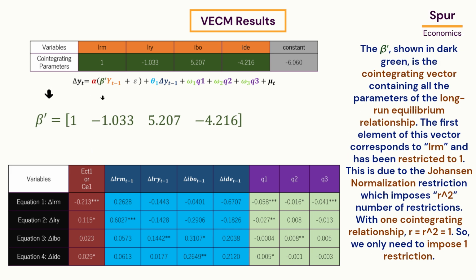The beta transpose, shown in dark green, is the cointegrating vector containing all the parameters of the long-run equilibrium relationship. The first element of this vector corresponds to LRM and has been restricted to 1. This is due to the Johansen normalization restriction, which imposes r squared restrictions. With one cointegrating relationship, r is equal to 1 and r squared is equal to 1. So, we only need to impose one restriction.